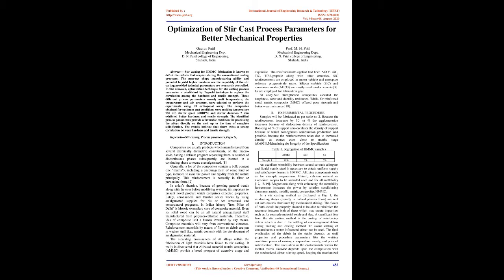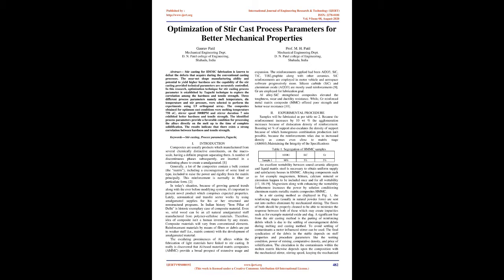Three different process parameters, namely melt temperature, die temperature, and stir pressure, were selected to perform the experiments using an L9 orthogonal array. The composites obtained for optimum cast conditions were melting temperature 750 °C, stirrer speed 500 RPM and stirrer duration 7 minutes, which exhibited better hardness and tensile strength. The identified process parameters provide a favorable condition for processing the alloys directly on the melt up to the time of complete solidification. The results indicate that there exists a strong correlation between hardness and tensile strength. Keywords: stir casting, process parameters.